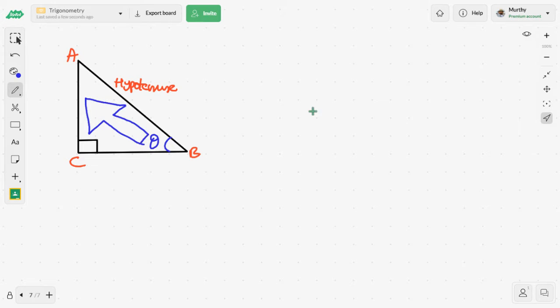this is the side opposite. So AC is the opposite side. And next one, the side that is next to the given angle other than the hypotenuse, we call this one as a adjacent side. This is called as adjacent side.